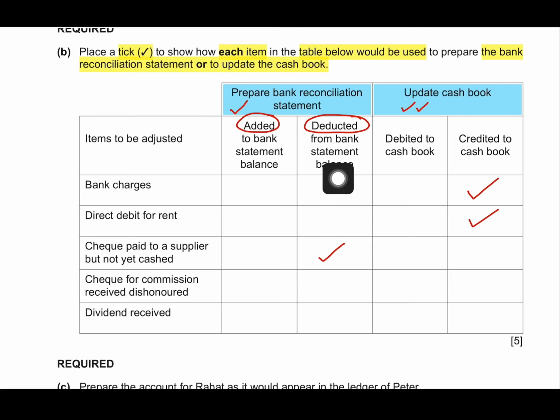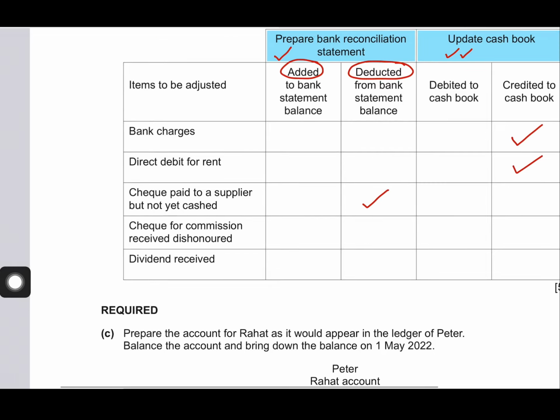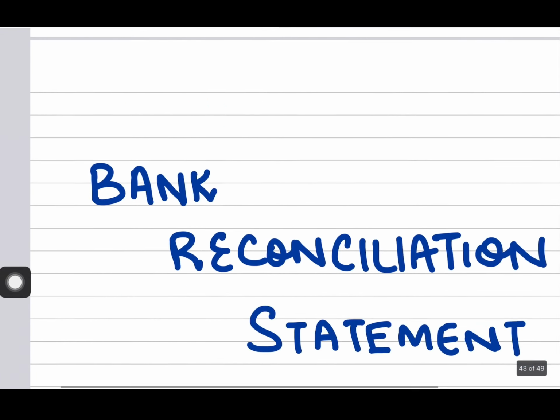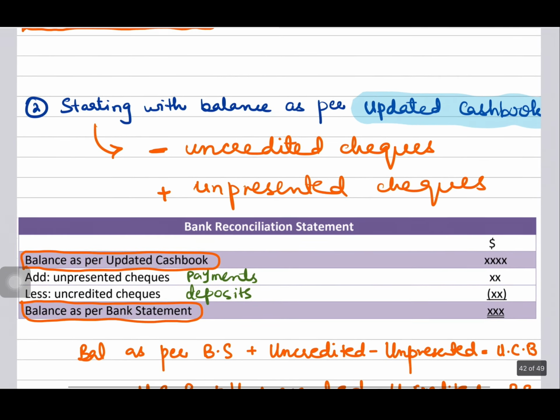Now this is very important: the question has already told you clearly that the bank reconciliation statement is being started from the bank statement balance. We know that there are two methods to prepare a bank reconciliation statement. If we start with bank statement balance, we subtract unpresented and we add uncredited checks. However, if we were told that we are starting from the updated cash book balance, then it's the opposite. We would be adding unpresented and subtracting uncredited checks, right?